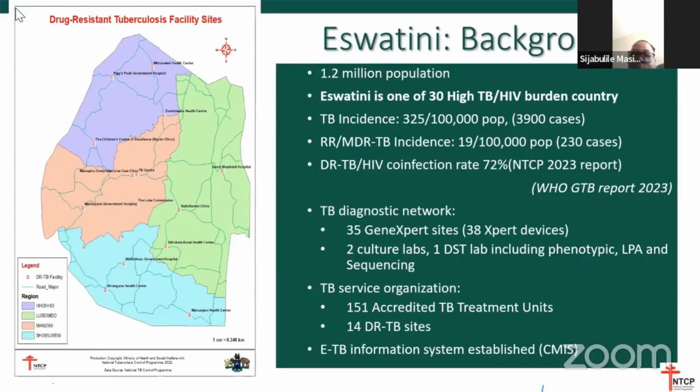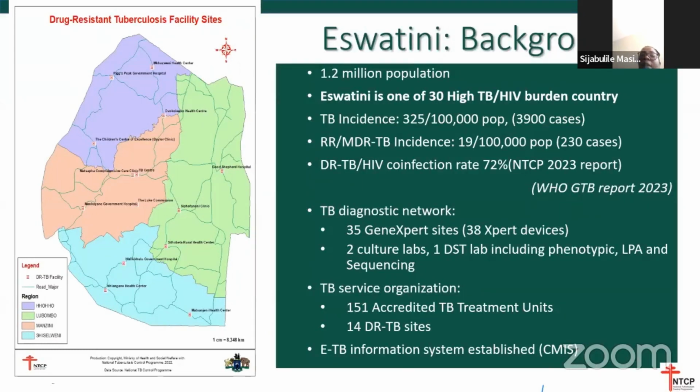This is a background of Eswatini. Eswatini has a population of 1.2 million, according to the last population census, and we're about to do another one, probably this year or next year. Eswatini still is one of the 30 countries with a high burden of TB and HIV. Our incidence rate is 325 per 100,000 people. We are supposed to notify 3,900 cases. And our rifampicin-resistant TB incidence is 19 per 100,000, and we're supposed to notify 230 cases.